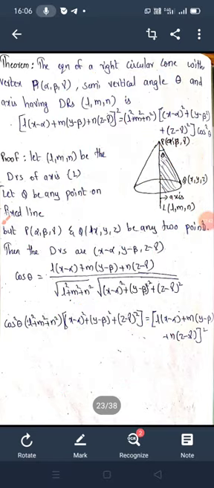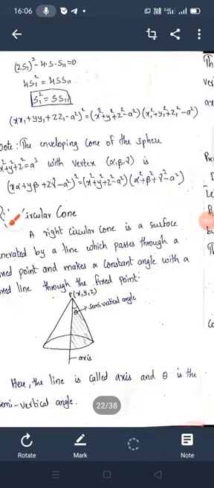Here the axis line is L, M, N, and the vertex is given clearly in this question, that is alpha, beta, gamma. Now take a point on the fixed line, that is I am taking x, y, z.